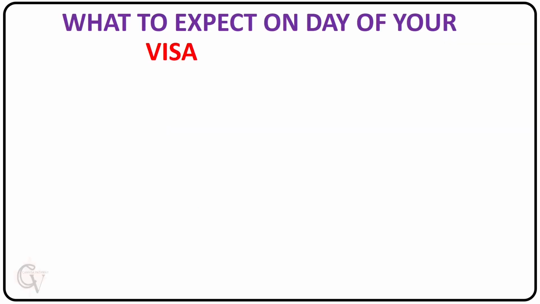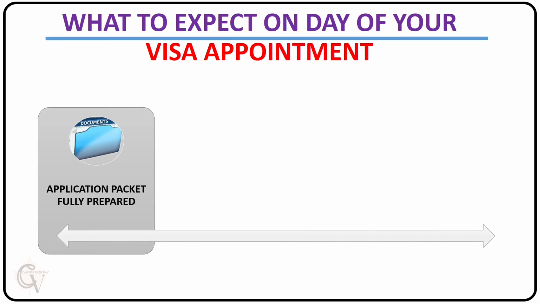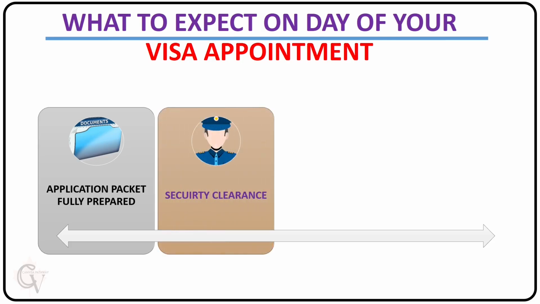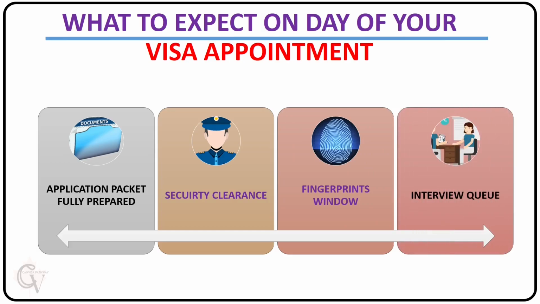Let's move forward and discuss what you should do and what to expect on the day of your visa appointment. On the day of your appointment, arrive with your application packet fully prepared. The process includes the following steps. When you enter the embassy, the first thing that will happen is you need to go through security clearance. Once you clear security, you will head toward the fingerprint window. This step involves scanning your fingerprints. Once you're done with fingerprints, you will line up in the queue for the interview. This is the final stage.